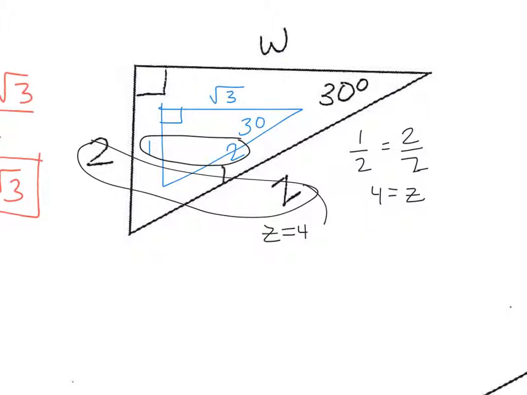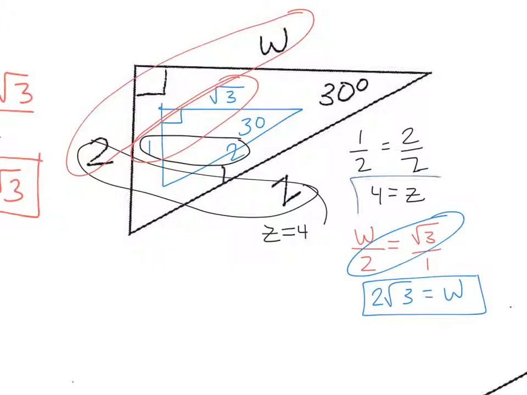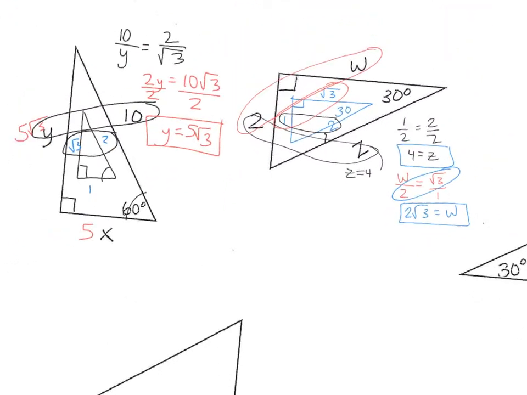And then to get w, I'm going to do w is to 2 as root 3 is to 1. And then I cross multiply. 2 root 3 equals w. So as long as you can draw your similar right triangle that looks the same and you know the side lengths, 1, 2, root 3, you can set up a proportion and solve the other ones.